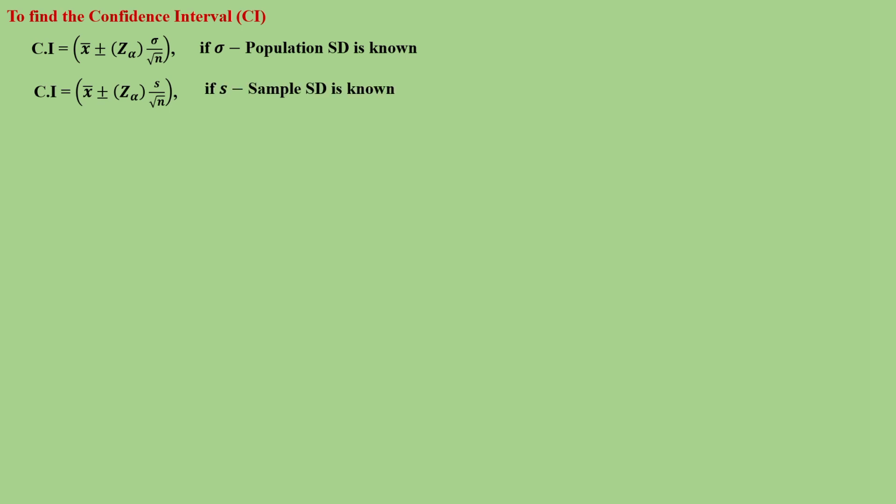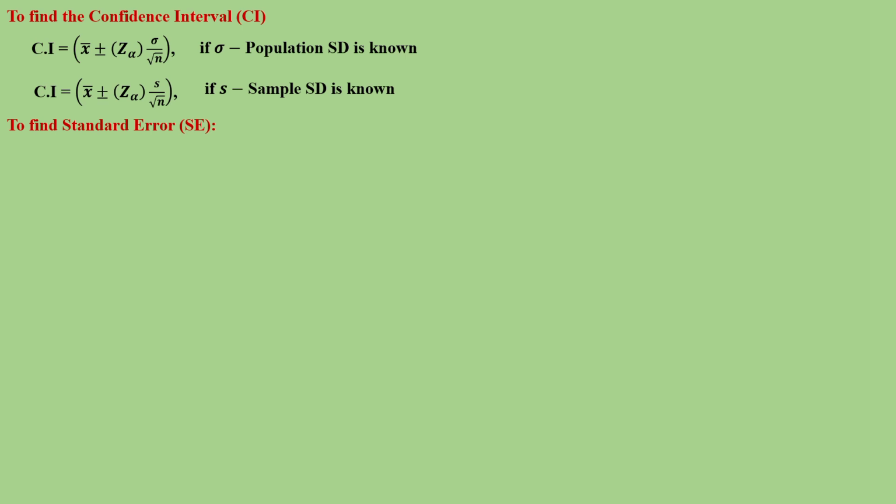So to find the confidence interval CI, the formula is CI equals x bar plus or minus z alpha, the tabulated value of z, times sigma by root n. We know sigma is the population standard deviation, x bar is the sample mean, and n is the sample size. If sigma, the population standard deviation, is given, you have to use the first formula. If the sample standard deviation is given, then you have to use the second formula: CI equals x bar plus or minus z alpha times s by root n.